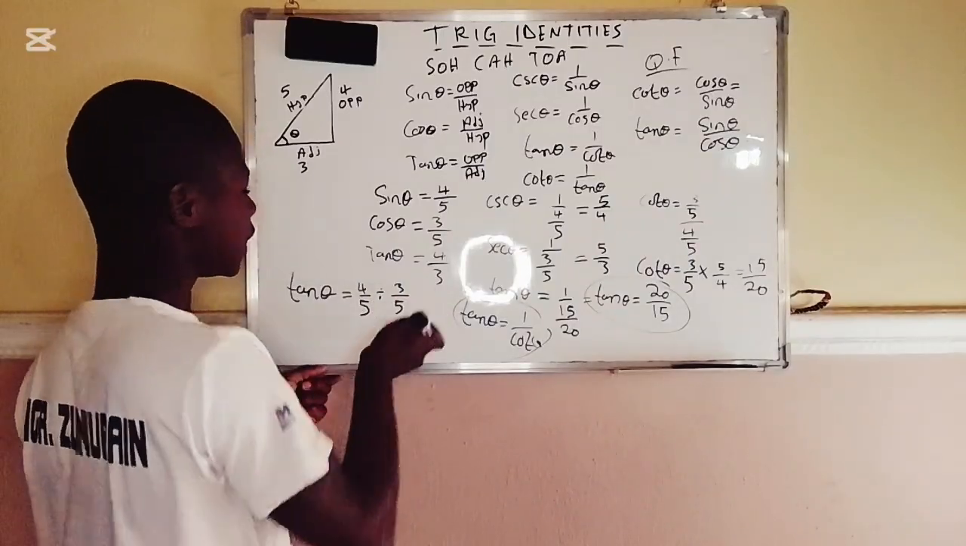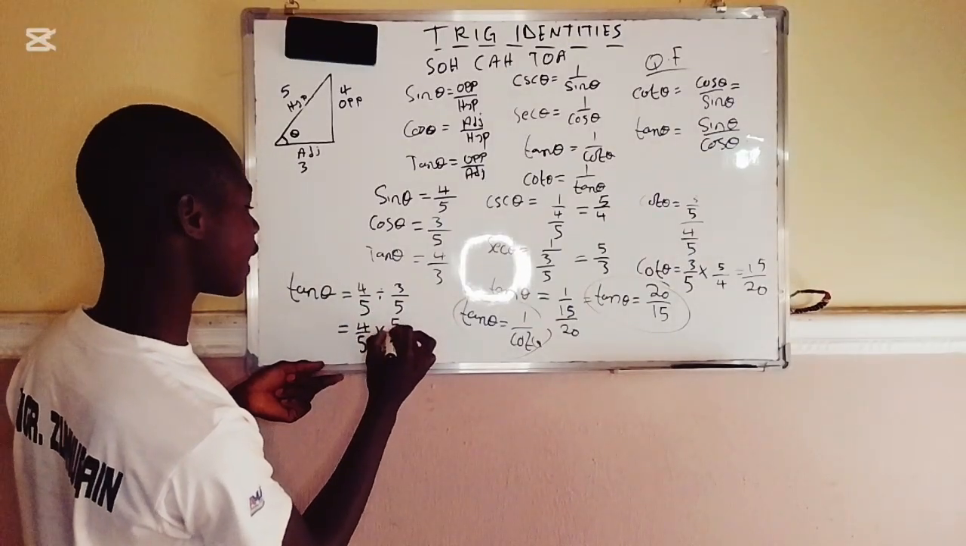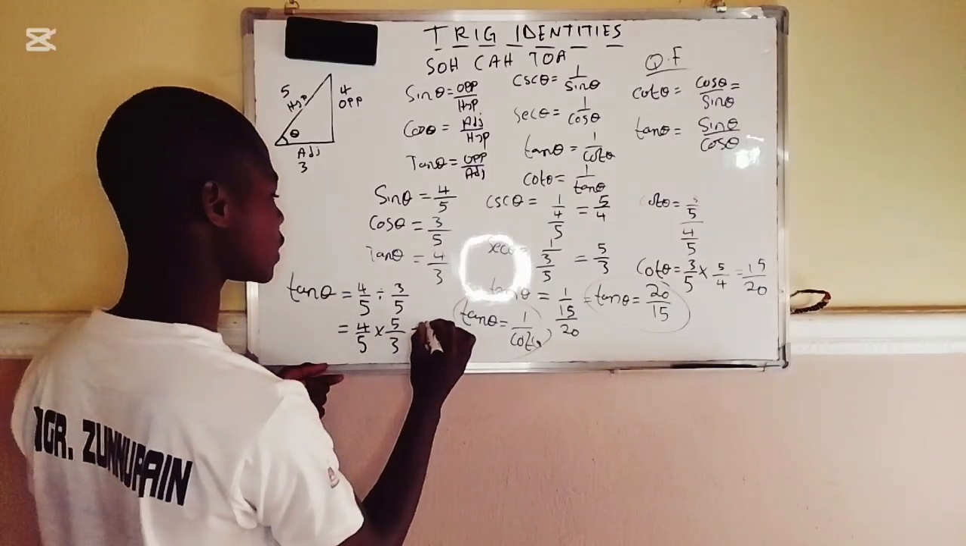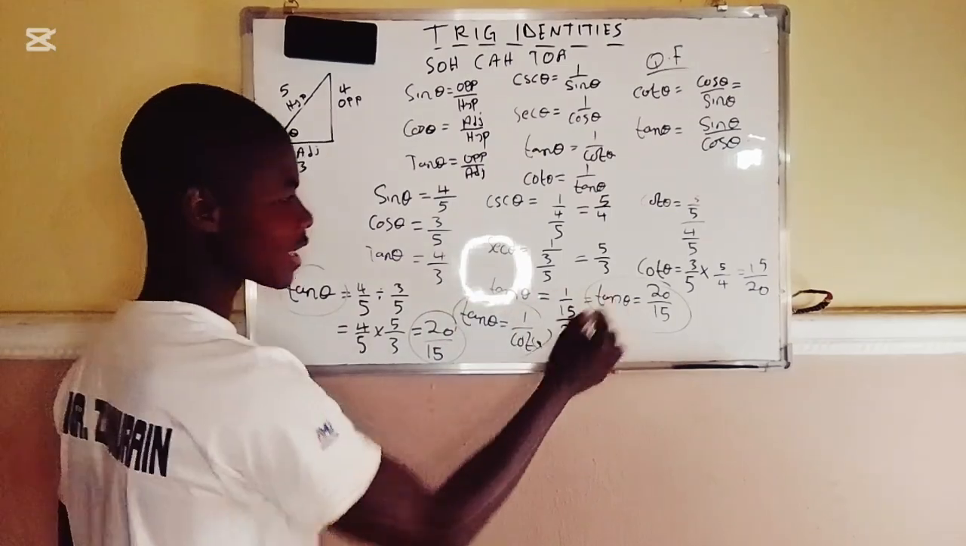It will be equal to the value of sine, which is 4 divided by 5, divided by the value of cos, which is 3 over 5. If I change to the reciprocal, 4 over 5 multiplied by 5 over 3 will become 20 and 15. Wow. So this is the same thing.